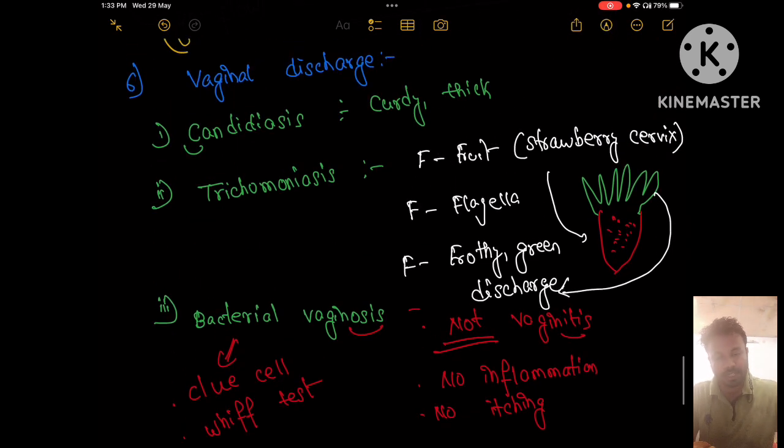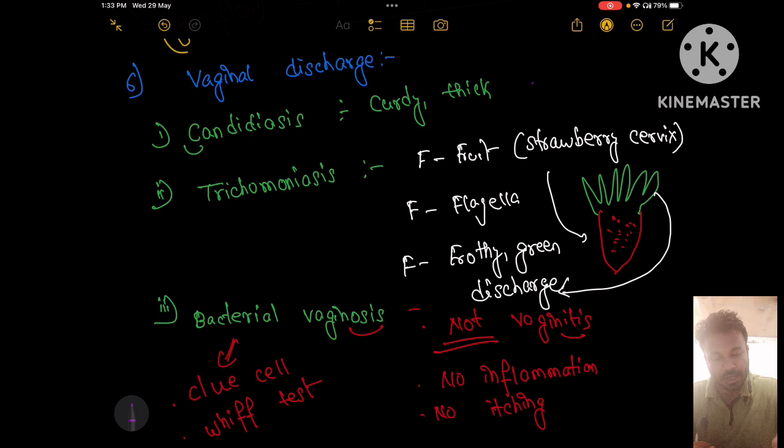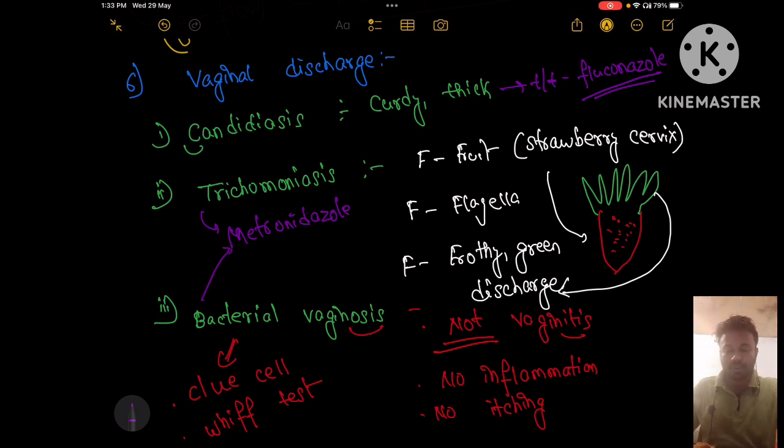So what is the treatment of this vaginal discharge? Treatment of candidiasis is fluconazole, and in trichomonas and bacterial vaginosis it is metronidazole. So in candidiasis, the treatment is fluconazole, and in trichomonas and bacterial vaginosis, metronidazole.